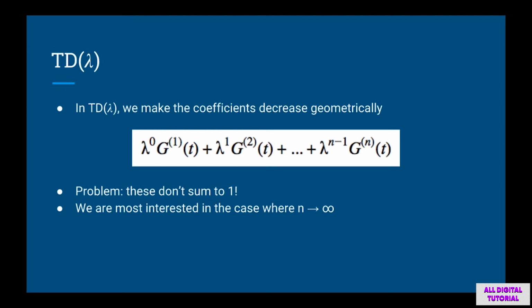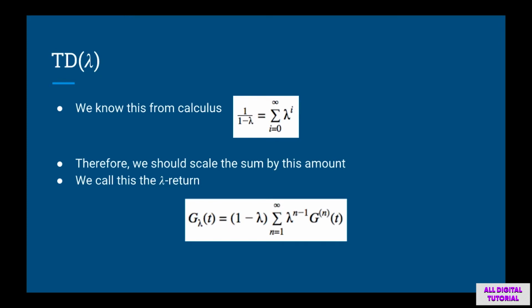For the TD Lambda method, the lambdas are given very specific values. In particular, they decrease geometrically. And now if you notice, these don't sum to 1, since the first weight is already 1. So they would need to be normalized. In particular, we are interested in normalizing this for the case where n is infinity. From calculus, we know that the sum of these lambdas is 1 over 1 minus lambda, and so we should scale the sum of returns by 1 minus lambda. We call this the lambda return.